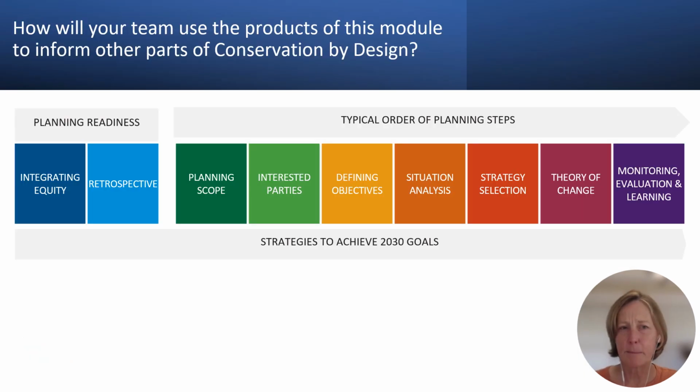So the Interested Parties module will inform the entire rest of the work that you do in Conservation by Design by confirming or identifying who you'll engage and then how you'll engage them in the rest of your planning process, including for each of these modules.